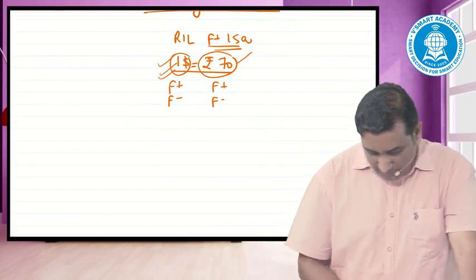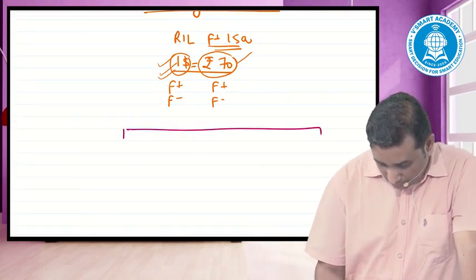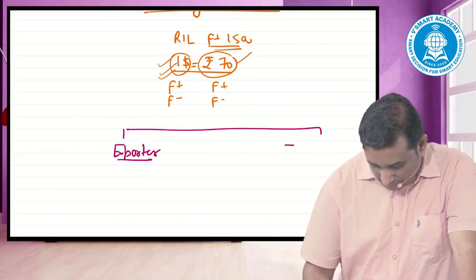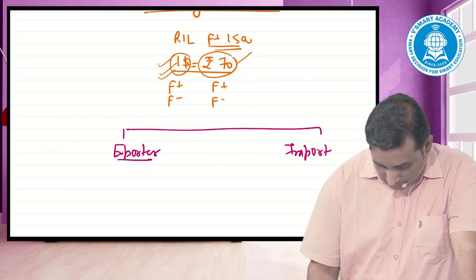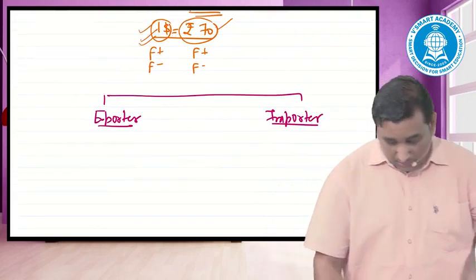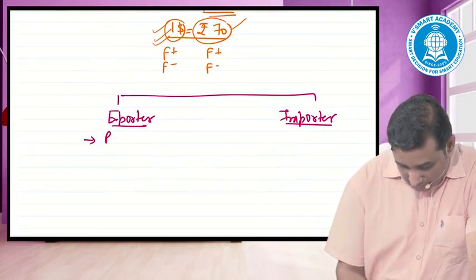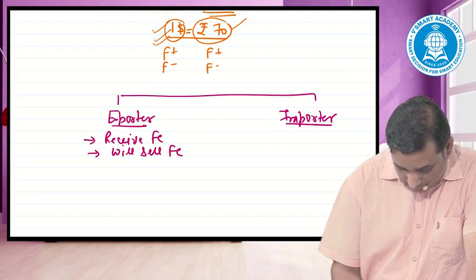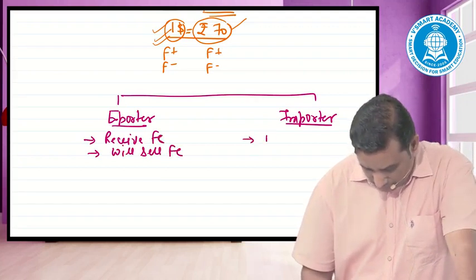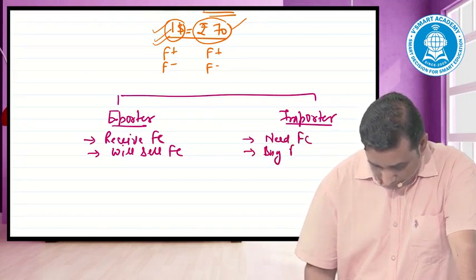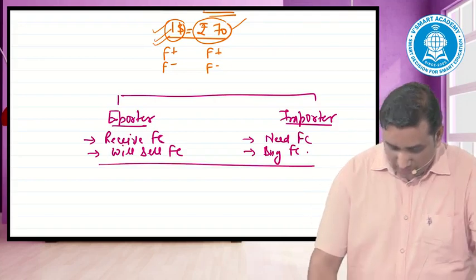There are two parties, exporter and importer. We'll draw the chart again. Exporter in the currency, and second is importer. Tell me the nomenclature of exporter and importer. Exporter will receive foreign currency, will sell foreign currency. Importer will need foreign currency, will buy foreign currency. This is the basic nomenclature we have.